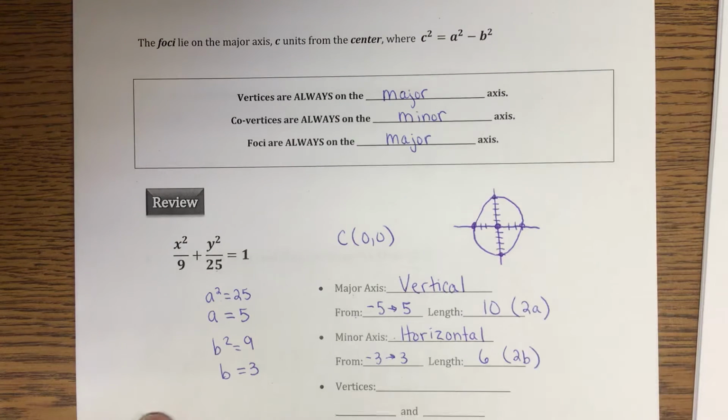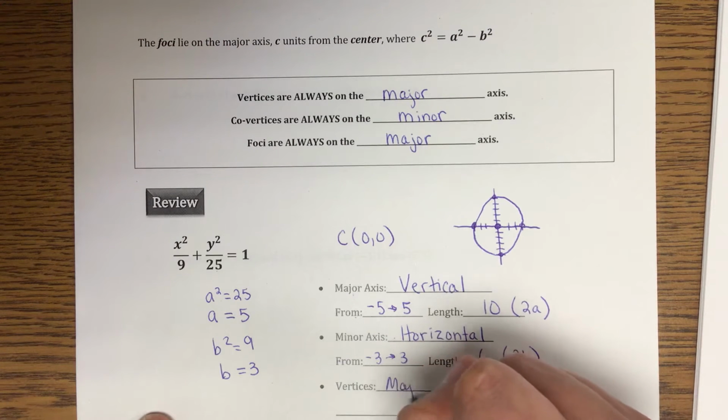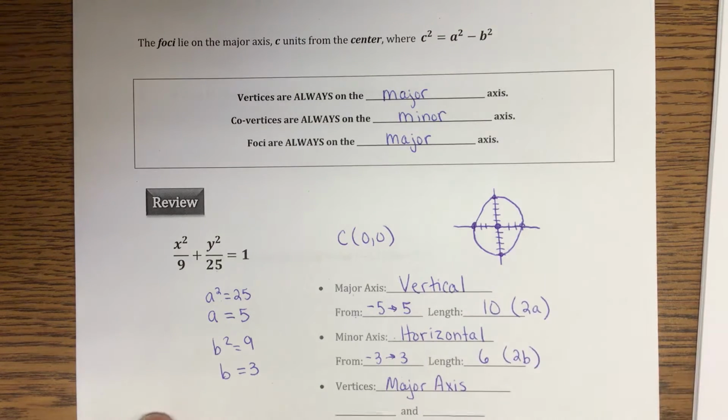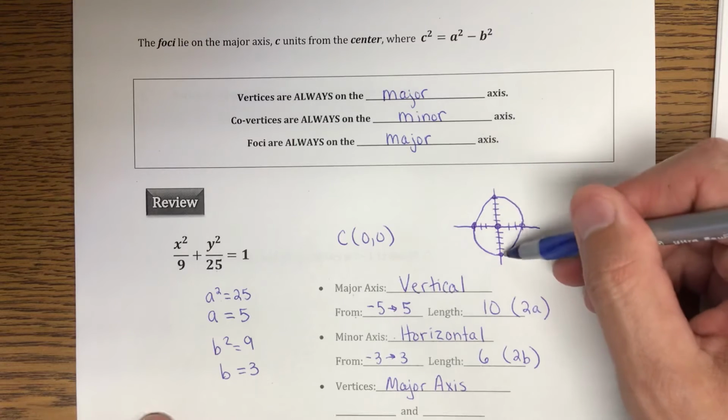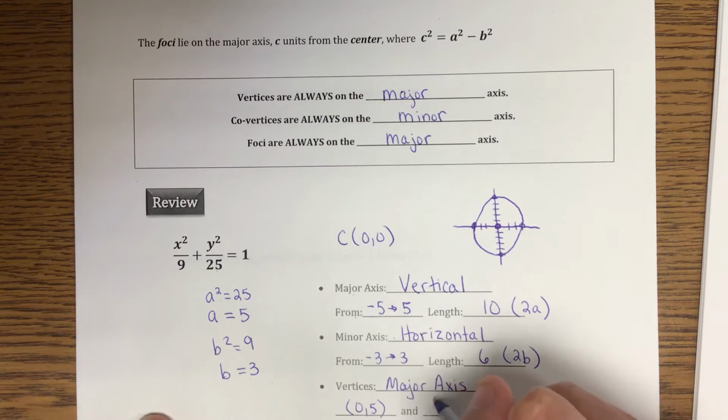The only thing I need to talk about now is the vertices. Now the vertices are the endpoints of the major axis. So think about the major axis when you talk about the vertices. That would be here and here. So it is (0, 5) and (0, -5).